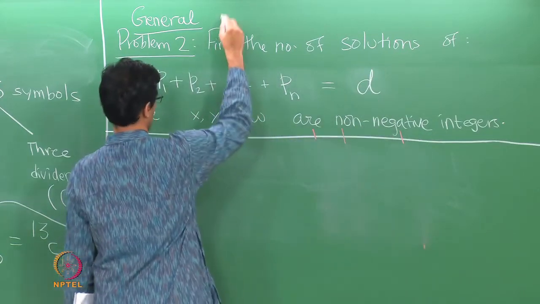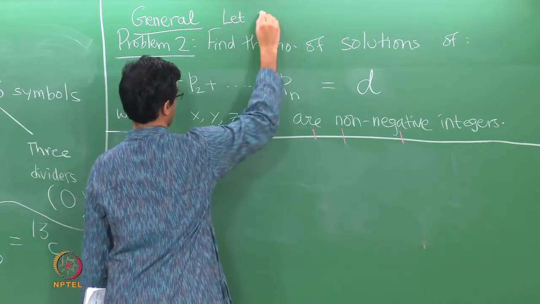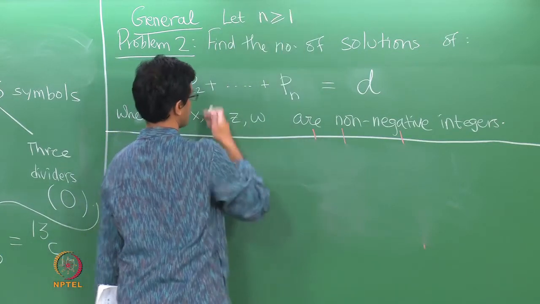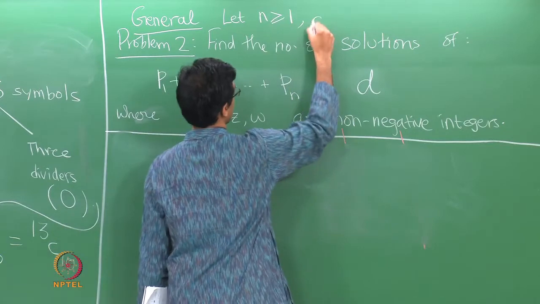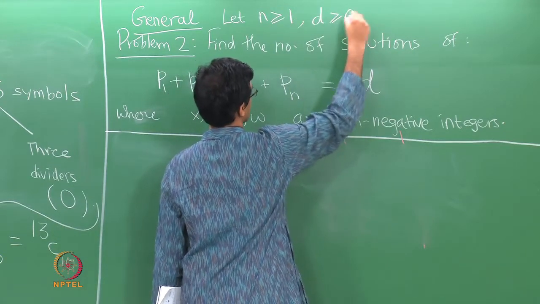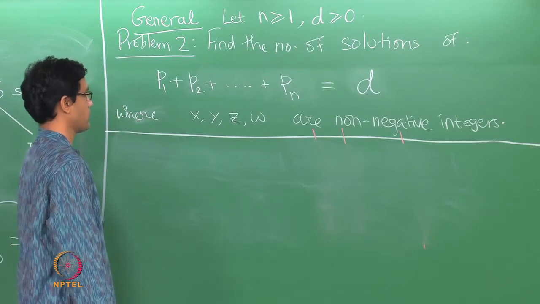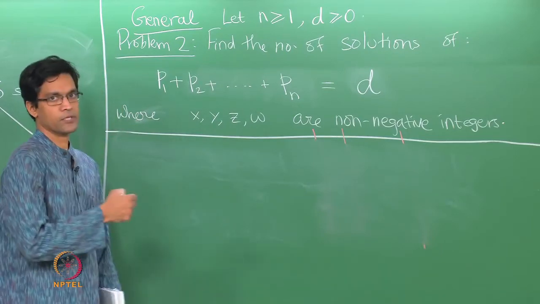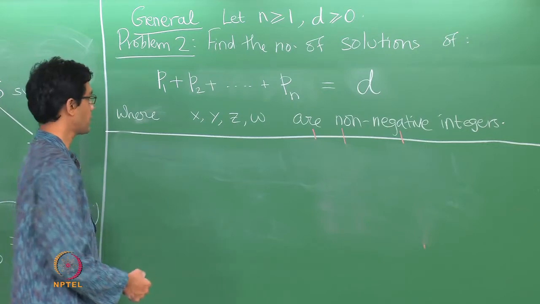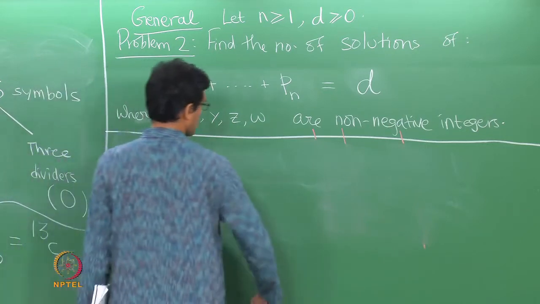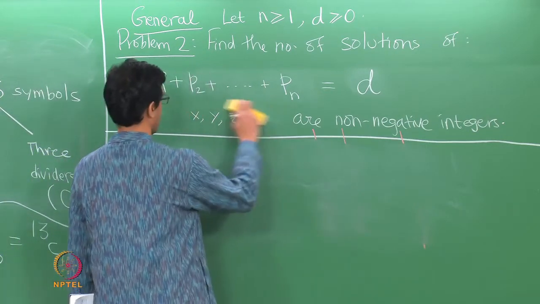Okay. So what's the assumption? Let n be at least 1, so there's at least one variable on the left hand side. Let d be some non-negative integer, and the question is to find the number of solutions of the equation p1 plus p2 plus p3 till pn equals d, where all the pi's are required to be non-negative integers.